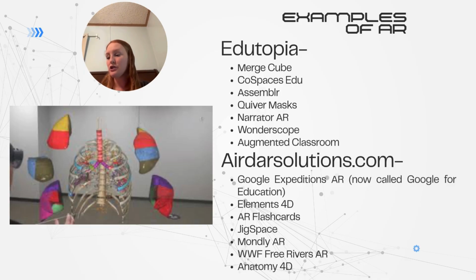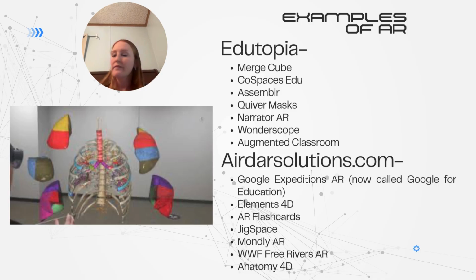Jig space, students can deconstruct different multi-part items or objects. They can disassemble them. Some of the examples were like a car engine. They can peel back the different layers of the car engine and disassemble it and then reassemble it. They can explore cellular mitosis or different physics elements.